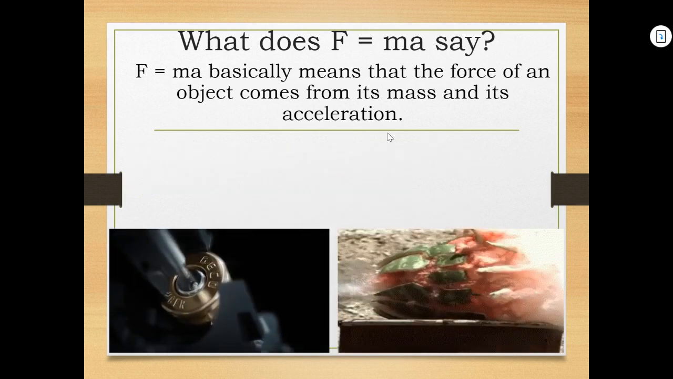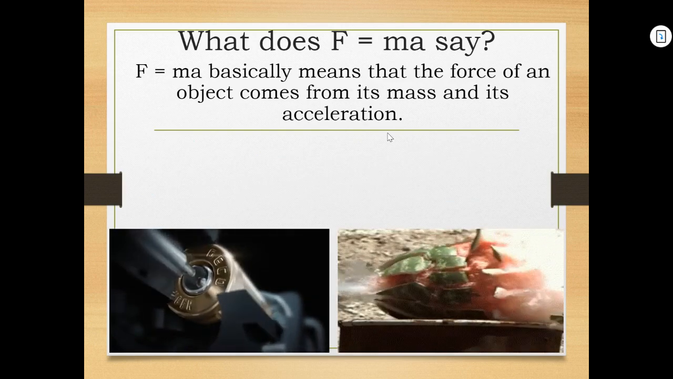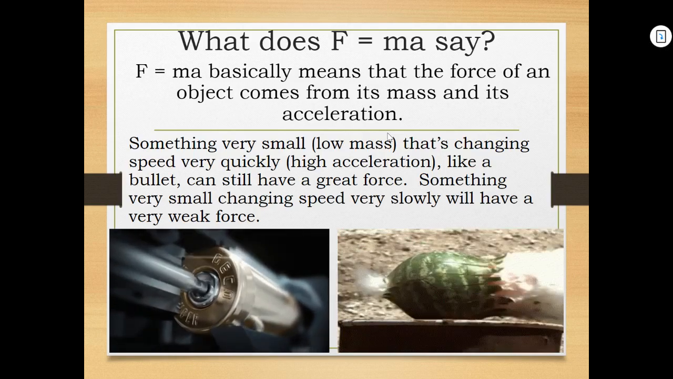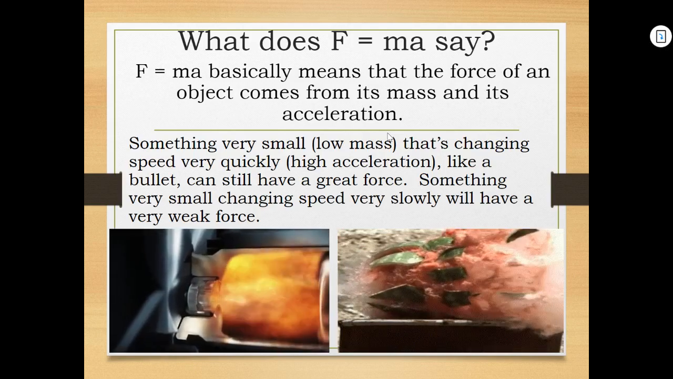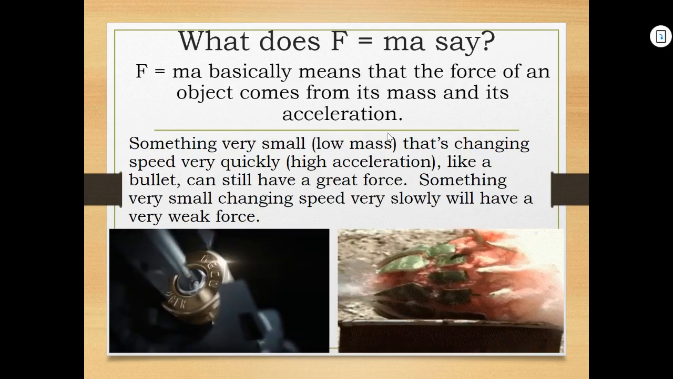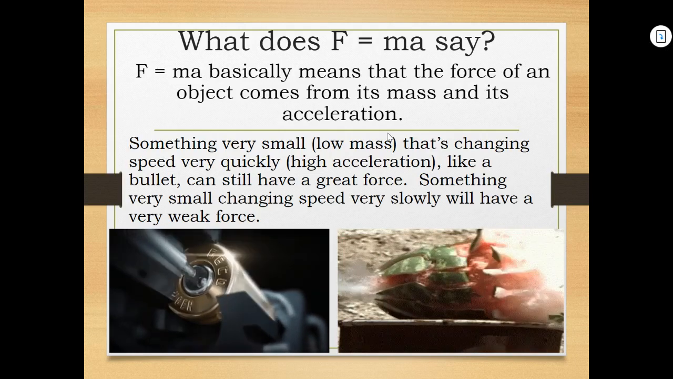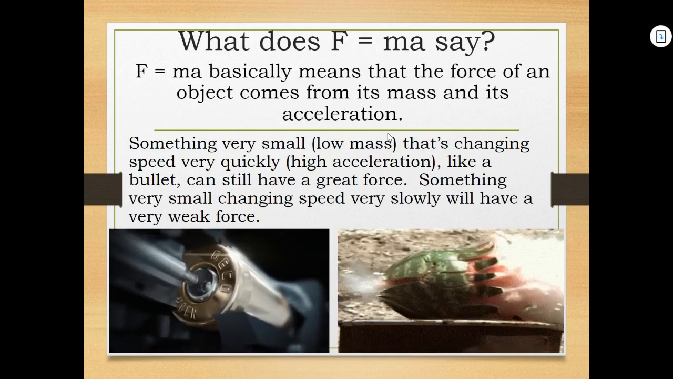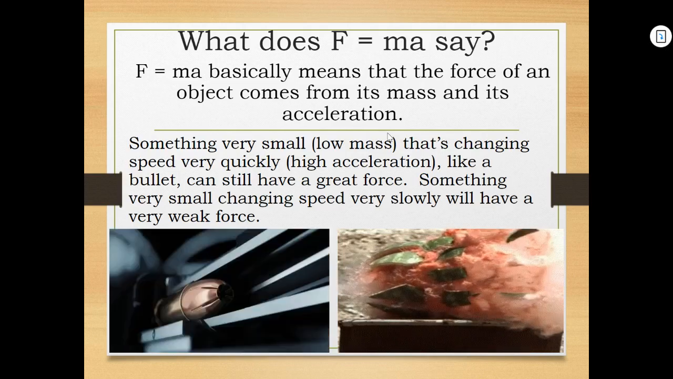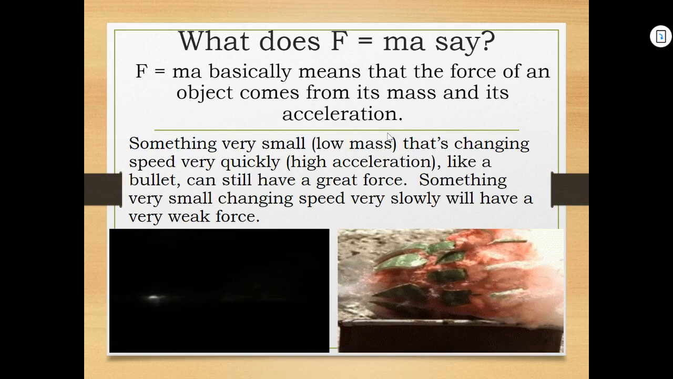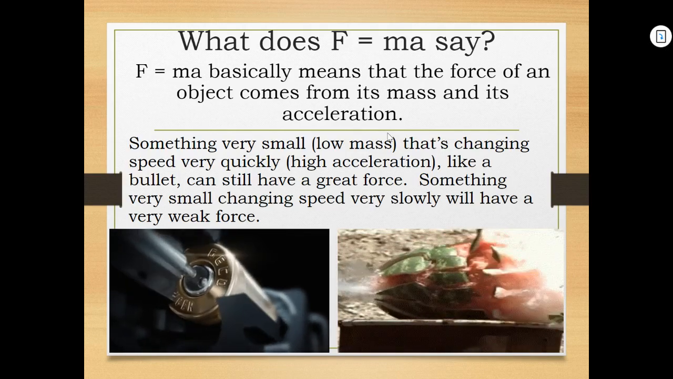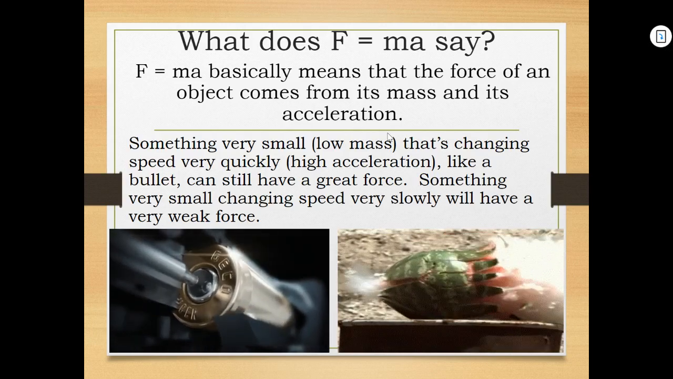And then you have this, right? Something very small. It has very low mass, like this bullet, right? This bullet doesn't really weigh much. There's not much mass to it, but it's changing speed very quickly. Its acceleration is very high and it can still have great force, right? Something very small changing speed very slowly will have a very weak force. But this is very small and it's accelerating very quickly. And that's why you see that image when it hits that watermelon, it just explodes, right? Not because of the size of the bullet, but because of the acceleration of it and how fast it is going. Same thing with the iceberg.